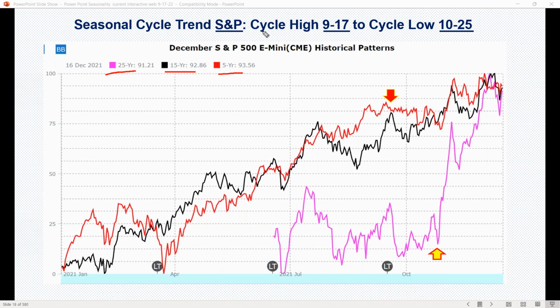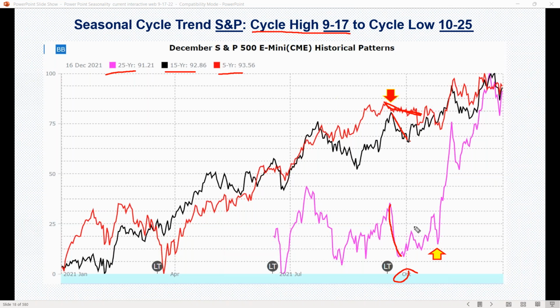You can see the current market, where we are in the S&P, the cycle high based on the seasonality pattern is around the 17th of September, which is right now. On the 5-year seasonal pattern, the market has been down to slightly down to sideways. Looking back 15 years, there's been more movement to the downside as it heads into October. For the 25 years, you can see a pretty good pullback going into the first part of October.